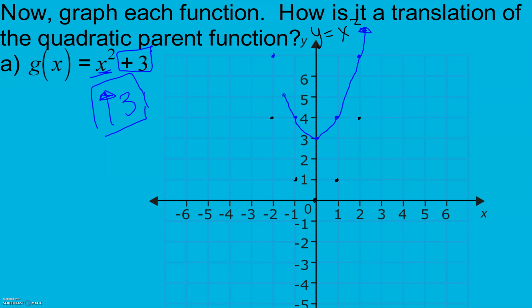If you're ever not sure if what you did is right, plug in a value and check. Pick a value for x. Plug in 1, for example. 1 squared is 1, plus 3, 4. Okay, it checks. So we can check there.